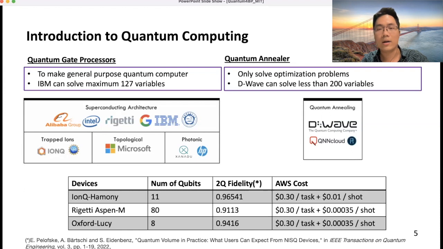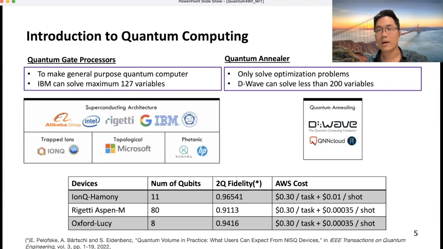On the other hand, we have the quantum annealer. This computer only solves optimization problems. D-Wave is a leading company in this technology, and D-Wave can solve less than 200 variables. Besides IBM and D-Wave, on gate processors, we have IonQ, or we have Xanadu, which is also a Canadian startup company like D-Wave. And on quantum annealing, we have Fujitsu's Digital Annealer, or QNN Cloud, which is a Japanese quantum computing company, a child company of NTT.